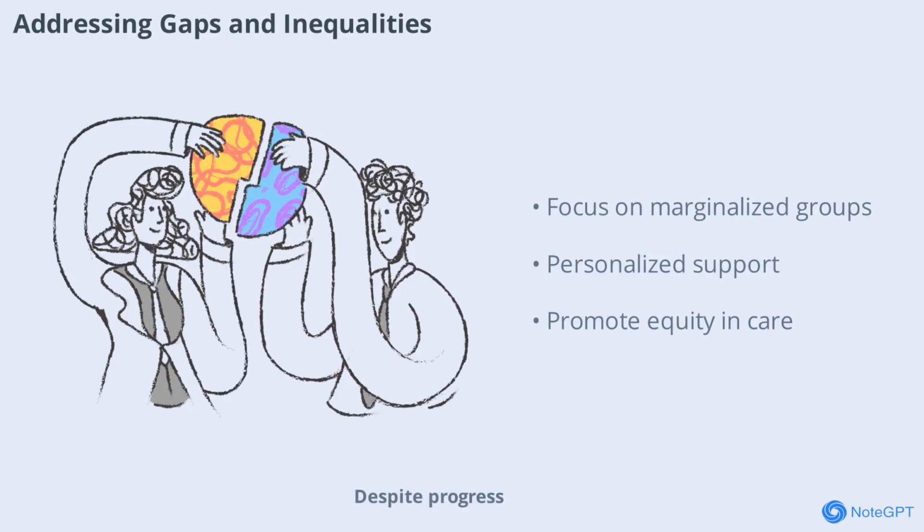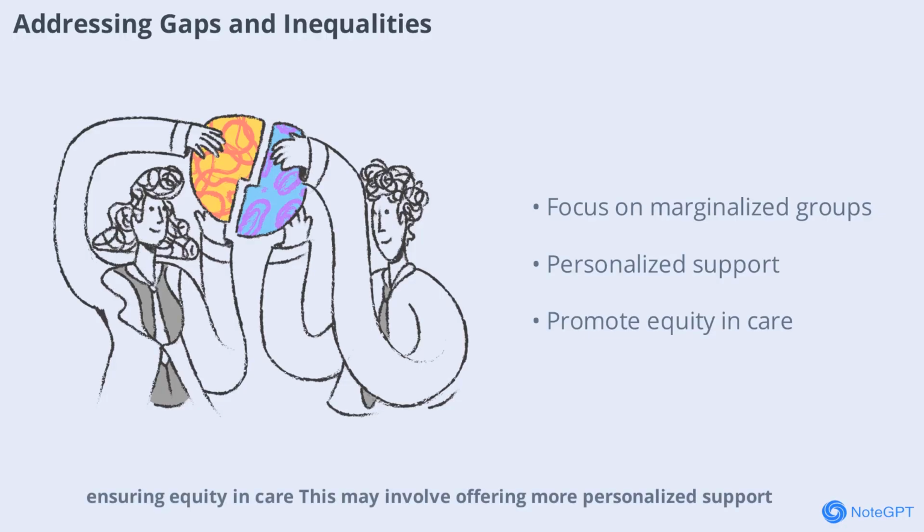Despite progress, there are still gaps in access to community palliative rehabilitation, especially for marginalized groups. People from racialized communities, those living in poverty, rural areas, or with limited education may face additional barriers. Services must be designed to actively reach and support these populations, ensuring equity in care. This may involve offering more personalized support, addressing language and cultural differences, and providing extra guidance for those unfamiliar with healthcare systems. Addressing these gaps is essential for delivering truly inclusive and effective palliative rehabilitation.